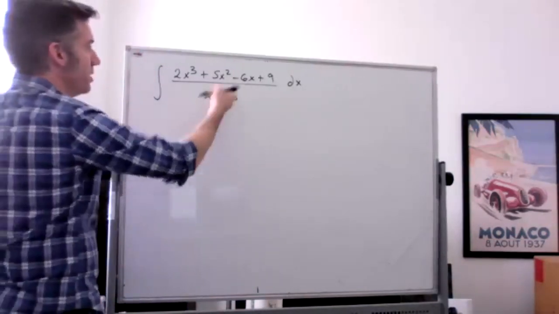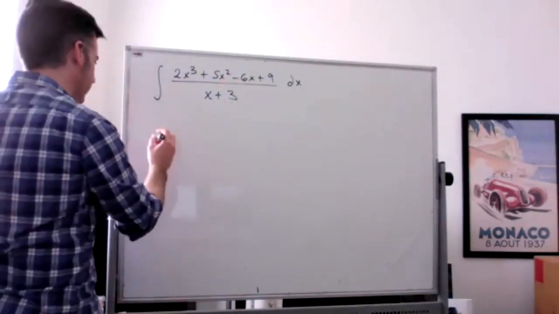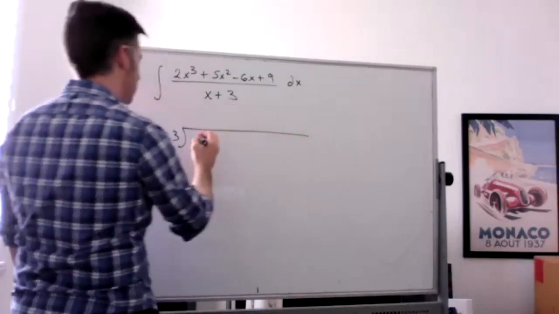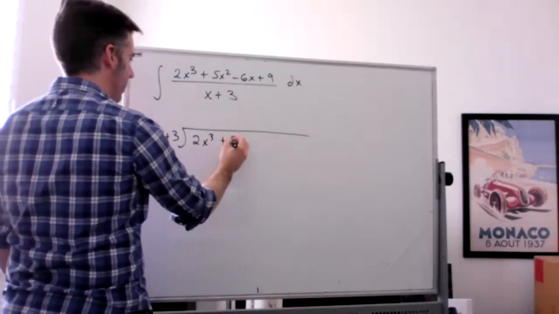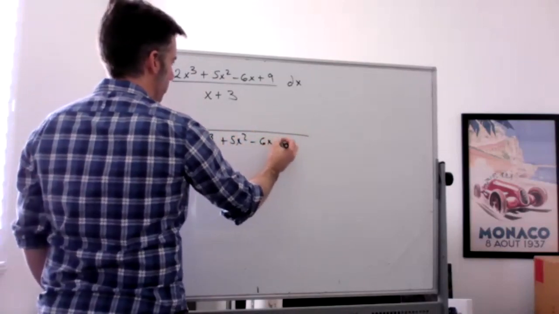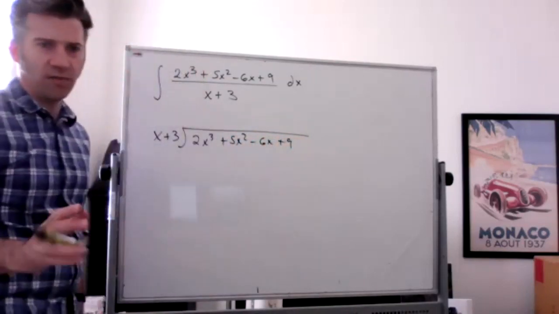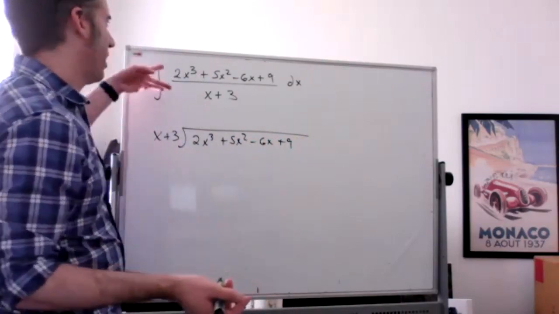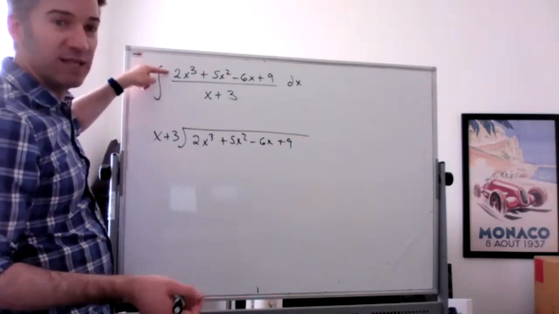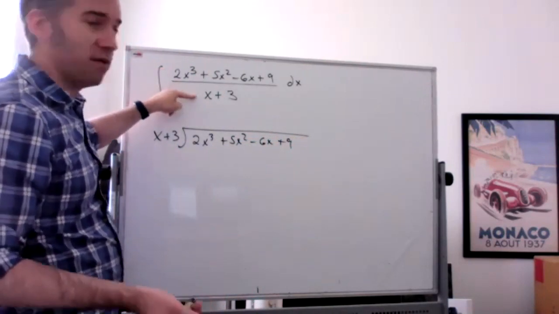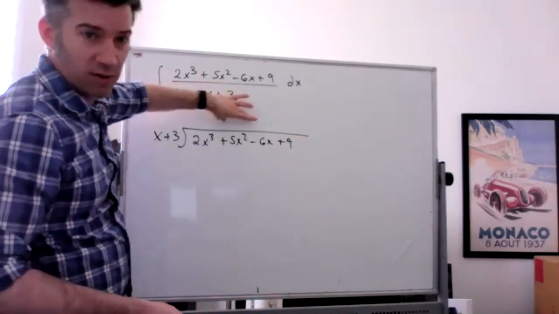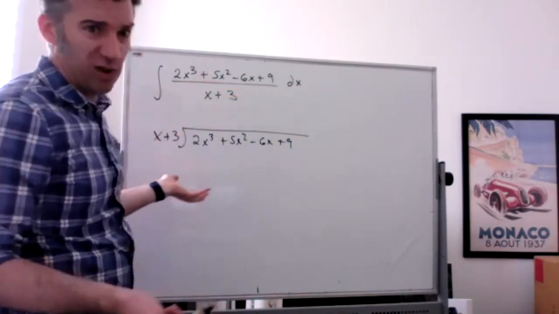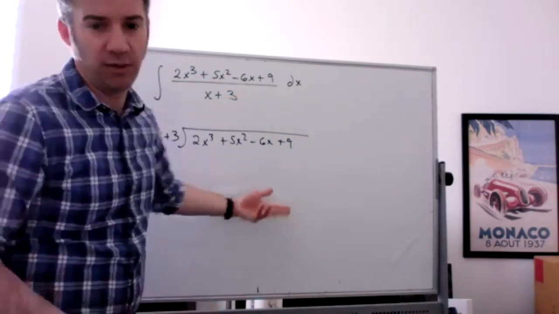All right, so same process. I'm going to do the division, x plus 3 into 2x cubed plus 5x squared minus 6x plus 9. Just some terminology in case you didn't catch it the first time. When you have a fraction, the top part is called the dividend. The bottom part is called the divisor. The part we get up here is called the quotient, or the answer, result. And then the remaining part down here is the remainder.